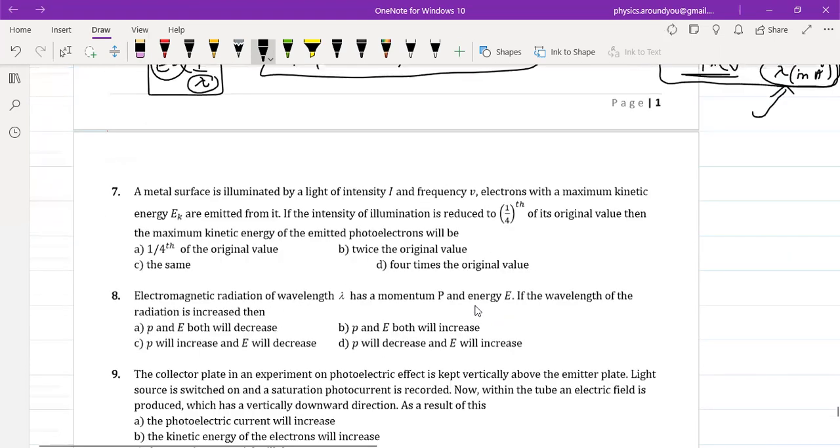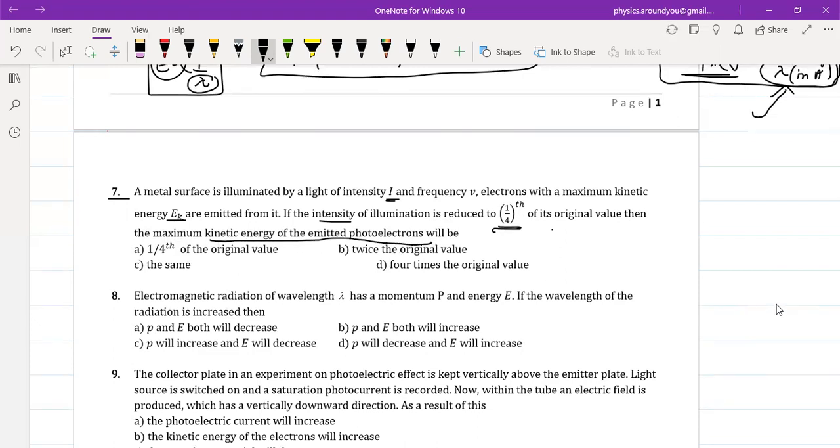Now, question number 7. A metal surface is illuminated by light of intensity I and electrons have maximum kinetic energy Ek. Now the intensity is reduced. Remember, only the intensity of the light is reduced, frequency is still kept the same. And then they're asking what will happen to the maximum kinetic energy.